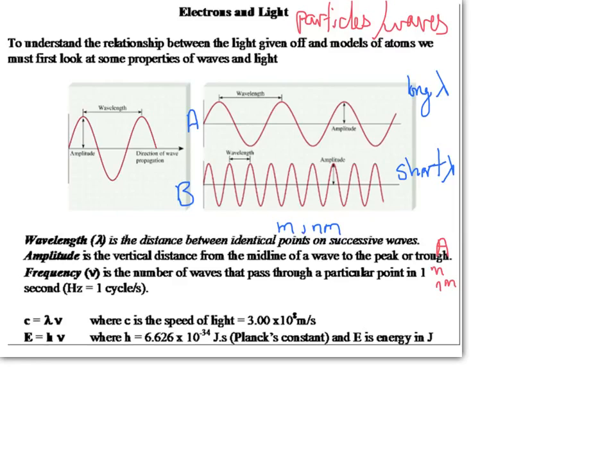Next we're going to talk about frequency. So frequency gets a symbol nu. I know it looks like a V, but it's actually pronounced nu, N-U. This is the Greek letter that sounds like an N, but again, it looks like a fancy V when we write it. So frequency is the number of waves that pass through a particular point in 1 second. So it's the number of waves per second.